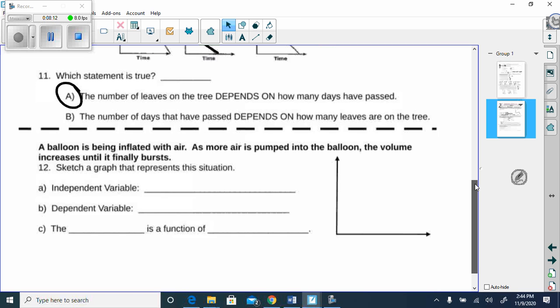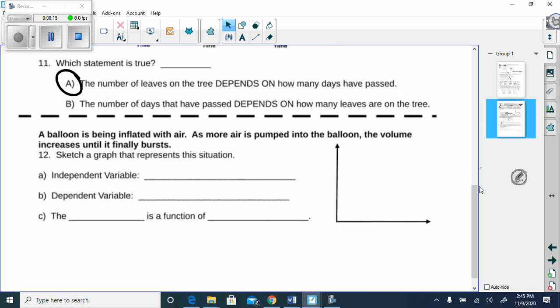All right, last one. A balloon is being inflated with air. As more air is pumped into the balloon, the volume increases until it finally bursts. They first ask us to sketch a graph. So I need to first label my x and y axis. Okay, so we have the amount of air going in, and then the outcome is the volume, right? So which one of those works like the x? All right. Amount of air. I abbreviate here, not enough room for that. And then the outcome would be the volume of the balloon. So that would be my y.